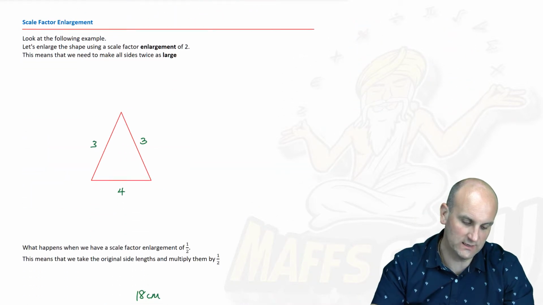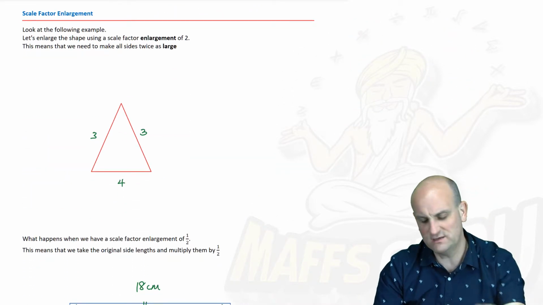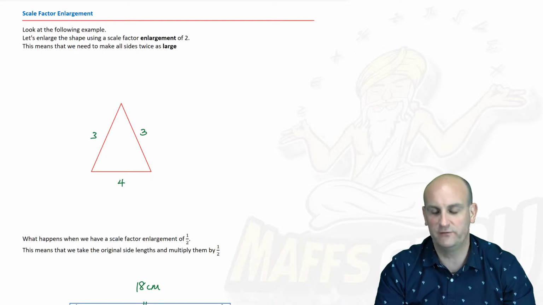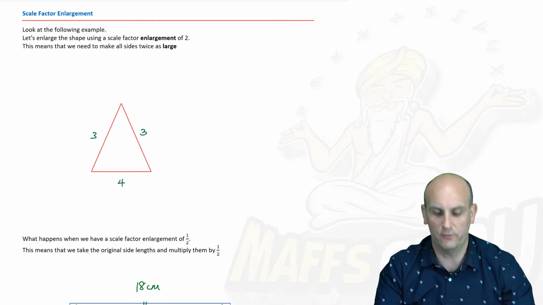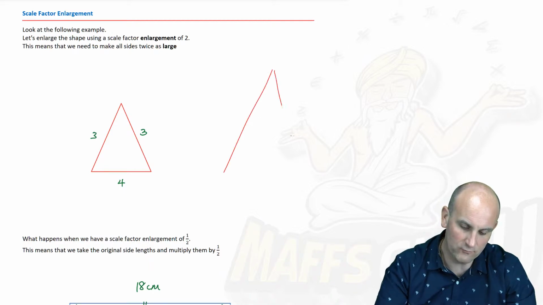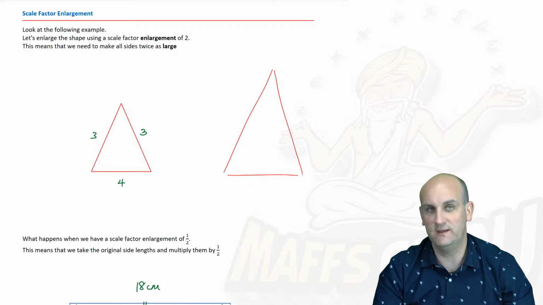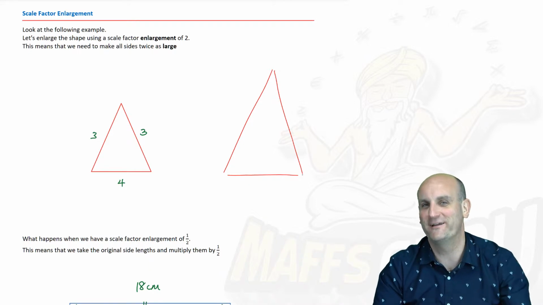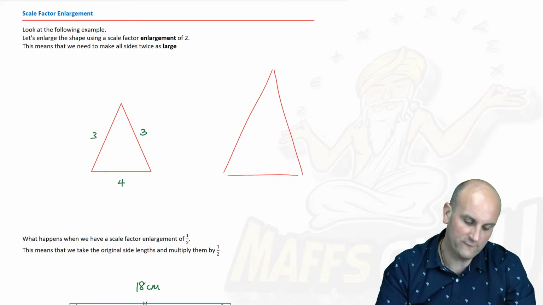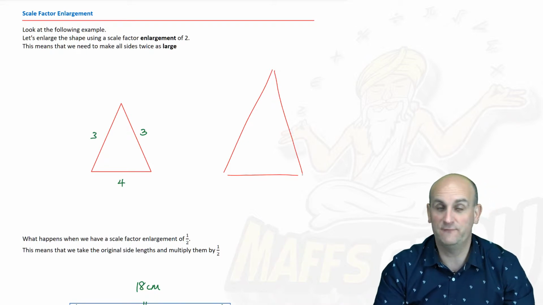Right, let's have a look at this one here. Look at the following example. Let's enlarge the shape by a scale factor enlargement of 2. So when it says scale factor enlargement of 2, it just means take all the sides and double them. Right, so I'm going to draw a diagram roughly twice as big. And you're going to say that's nowhere near twice as big, but with scale diagrams, we don't know what you're doing anyway. So if I'm enlarging it by a factor of 2, everything in that thing gets doubled.